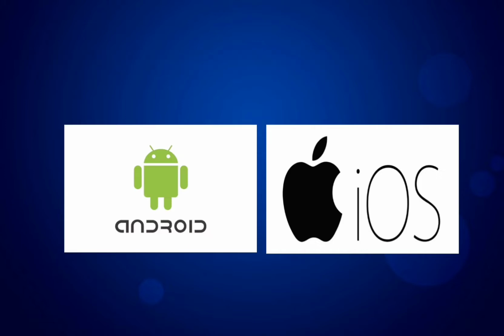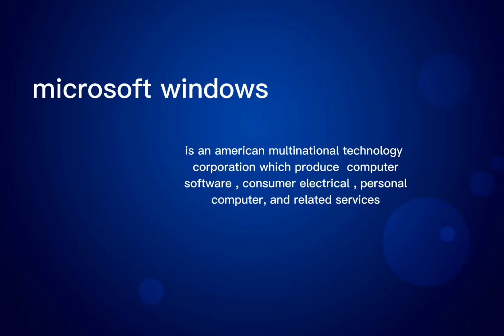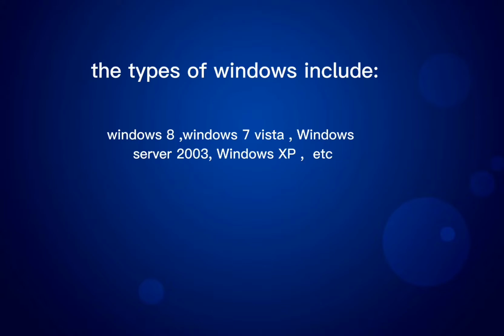Windows is an American multinational technology corporation which produced computer software, consumer electronics, personal computers, and related services. Microsoft Windows is a very popular operating system by Microsoft. So Microsoft developed several Windows versions to meet the needs of its market. So, the types of Windows include Windows 8, Windows 7, Vista, Windows Server 2003, Windows XP. So, yun, marami pa siyang ibang version ng Windows.